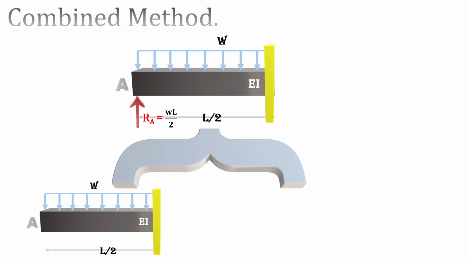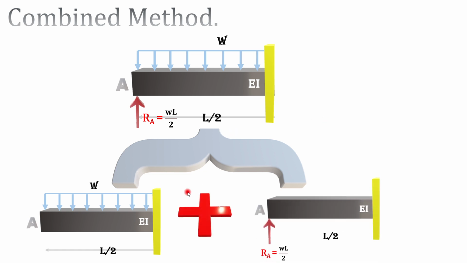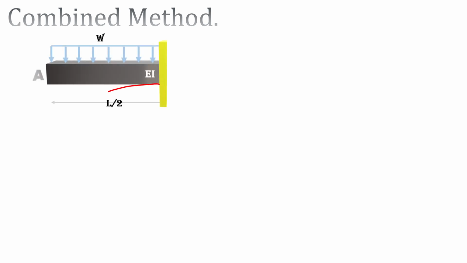a combined method. Now we have two cantilever beams: one with a downward distributed load of W, in a cantilever beam with the length of L over 2, plus a cantilever beam with an upward load of WL over 2. If we calculate the delta of each of these beams and add them together, we can easily calculate delta maximum at the center.